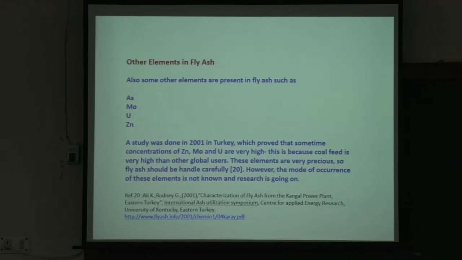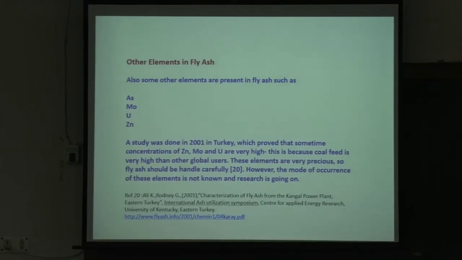Other elements in fly ash: some other elements are present in some fly ashes, like arsenic, molybdenum, uranium, zinc, and lead is also there, but not so far. I've not seen any paper where they have said lead, but they said that it can contain. That's why we go through all publications to find out where it is. In one of the earlier slides, we said there may be some lead, but we have not found many publications where they have shown lead.